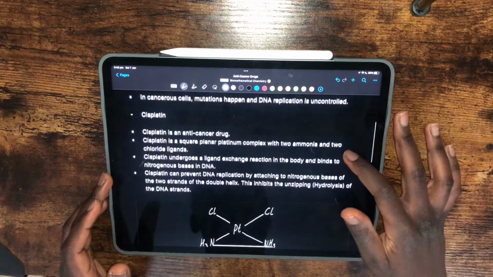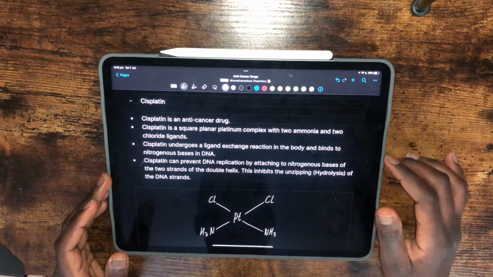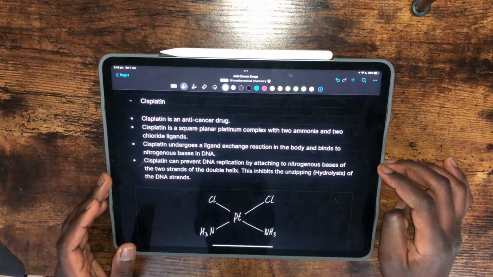So one type of cancer drug is called cisplatin. Cisplatin is an anti-cancer drug. Cisplatin is a square planar platinum complex with 2 ammonia and 2 chloride ligands.